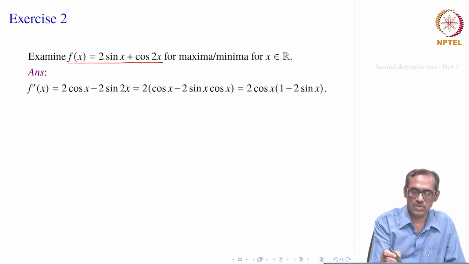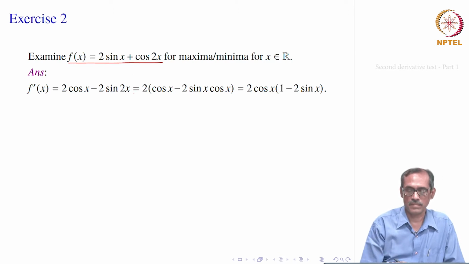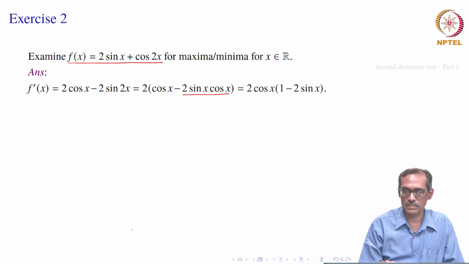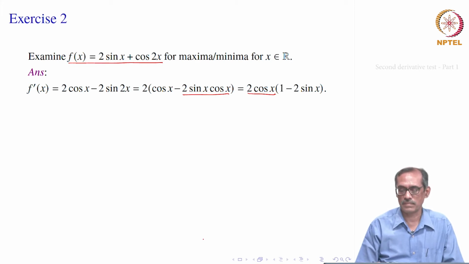Now, it is defined everywhere on R, differentiable also. So, its derivative is 2 cos x, from sin x we get cos x, and from cos 2x we get minus sin 2x, and 2x gives 2. So, minus 2 sin 2x. That is, if you take 2 common and expand it, it becomes cos x minus 2 sin x cos x, this is sin 2x, or that is 2 cos x into (1 minus 2 sin x). That is our f prime x.